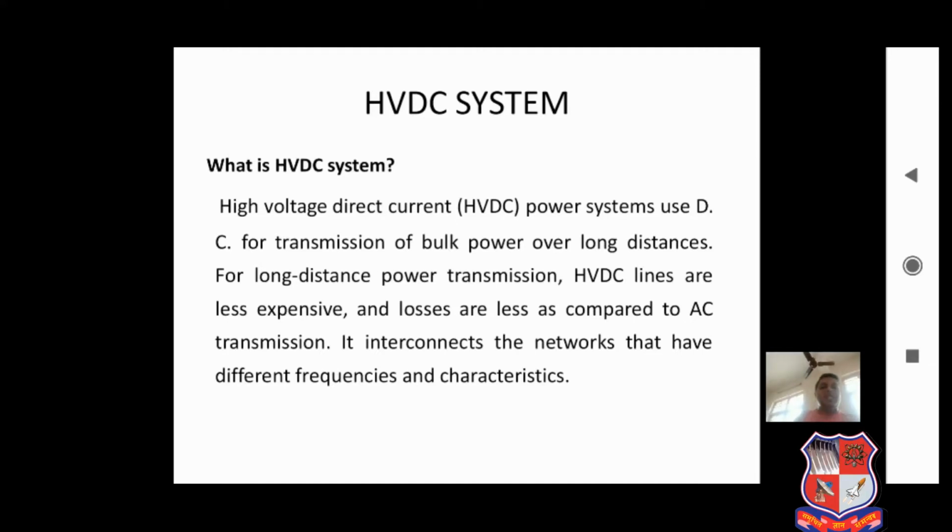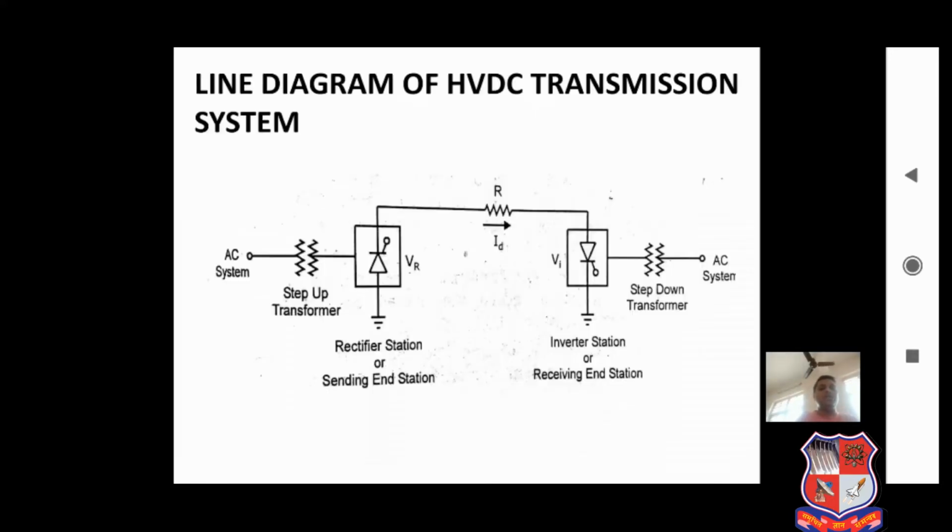HVDC system means a high voltage direct current power system that uses DC for transmission of bulk power over a long distance. For long distance power transmission, HVDC lines are less expensive and losses are less as compared to AC transmission. It interconnects networks that have different frequencies and characteristics. So we are using the HVDC system for long transmission lines.